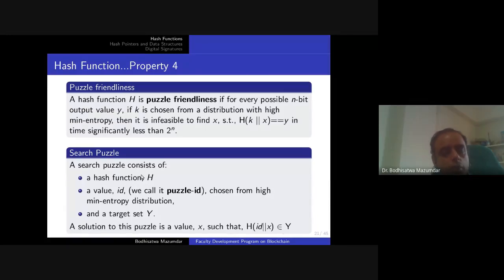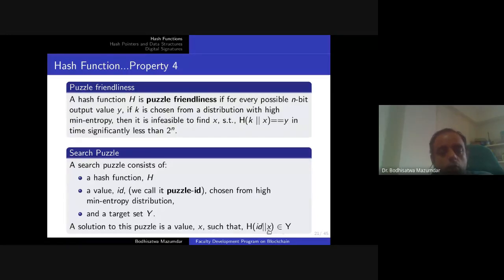So I repeat, a search puzzle comprises a hash function, a value ID, which is chosen from a high min-entropy distribution, and the output sample space, that is the Y, that is the target set. A solution to this puzzle, that means the attacker who tries to solve this puzzle, what does he want to do? He wants to find this value x. A solution to this puzzle is a value x such that when an attacker is given an output sample space, even if the output sample space is small, an attacker should not be able to get the value of x.